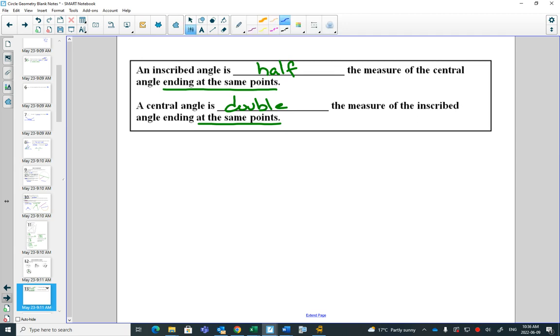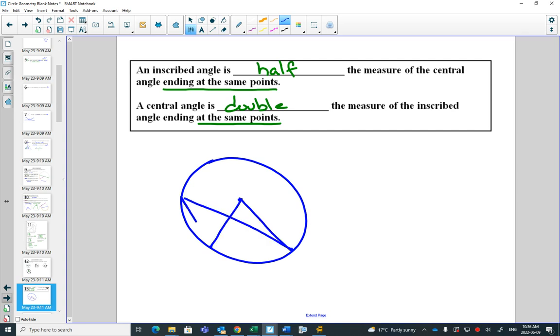So now I can give you a question like this. I want you to tell me what this angle is. This says 30. This says 40. What's this angle right there?